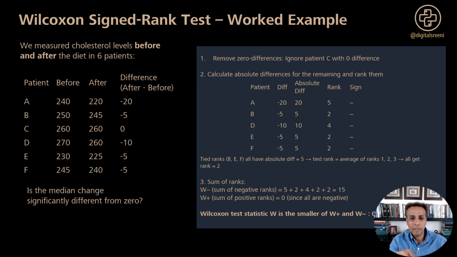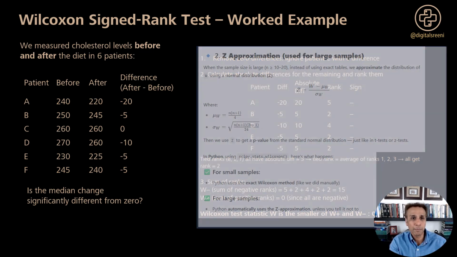Next step is summing all the ranks. Sum of negative ranks: in our case, we only have negatives, so let's sum all of those. Rank 5 plus 2 plus 4 plus 2, and we get 15. And the sum of positive ranks is 0 because we have nothing that's positive, since all are negative. The Wilcoxon test statistic is the smaller of both. So in this case, we are going to take 0 as the test statistic. That's it. That's as simple as it is.